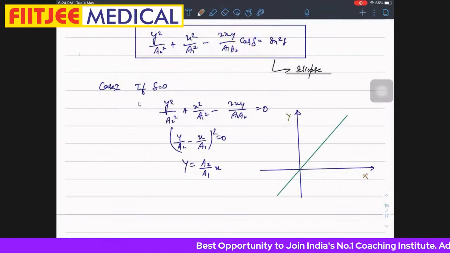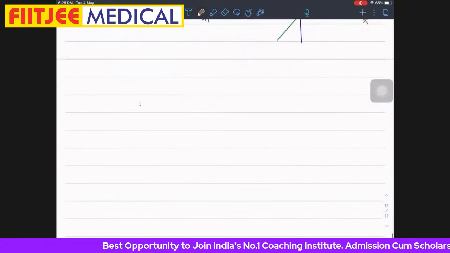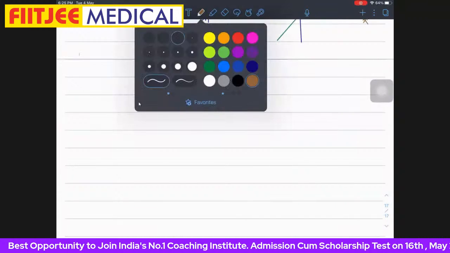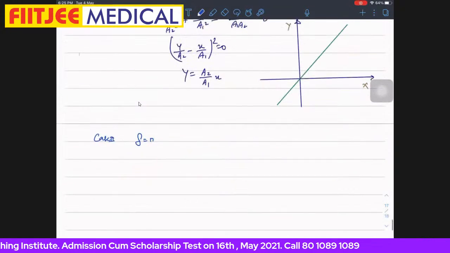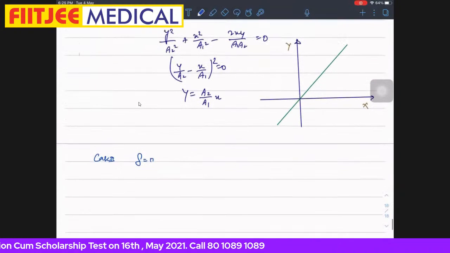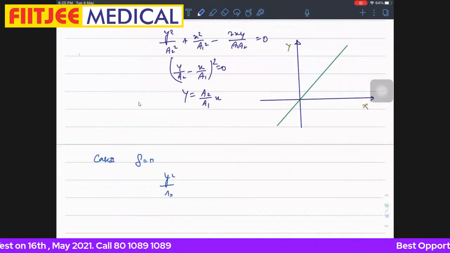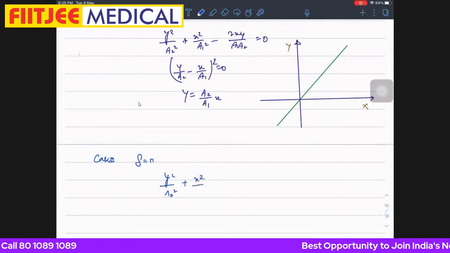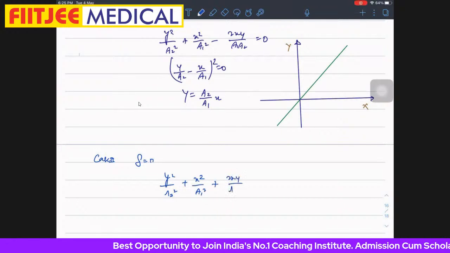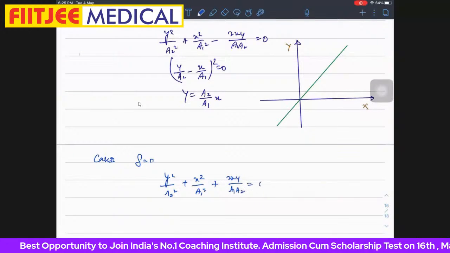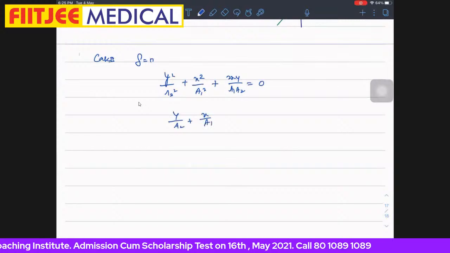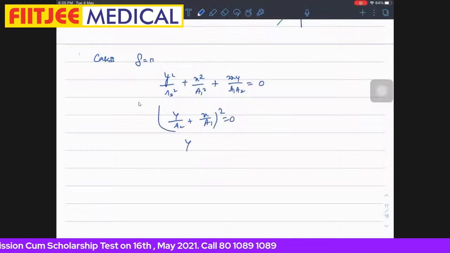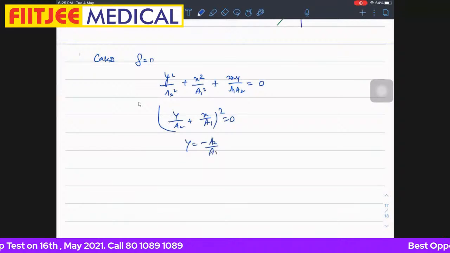This is x-axis and this is y-axis. If I take second case here, case 2, delta is equal to pi. So this will become how much? y square by a2 square plus x square by a1 square. Cos pi is minus 1. So 2xy by a1 a2 is equal to 0. So (y by a2 minus x by a1) whole square is 0. So y is equal to a2 by a1 into x.